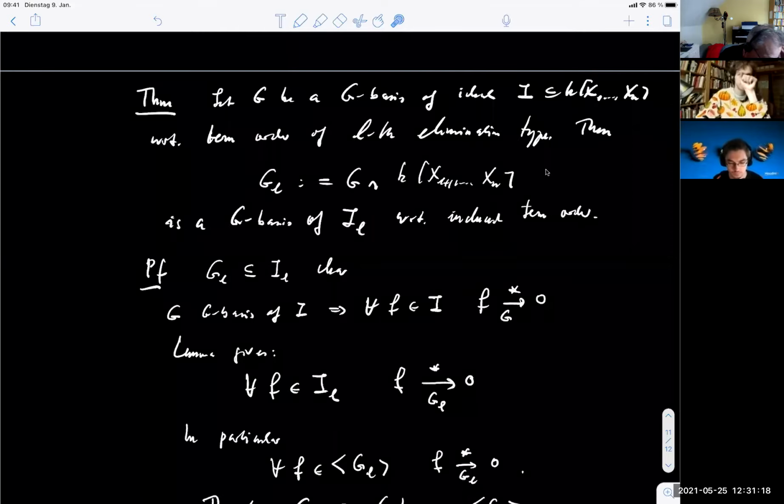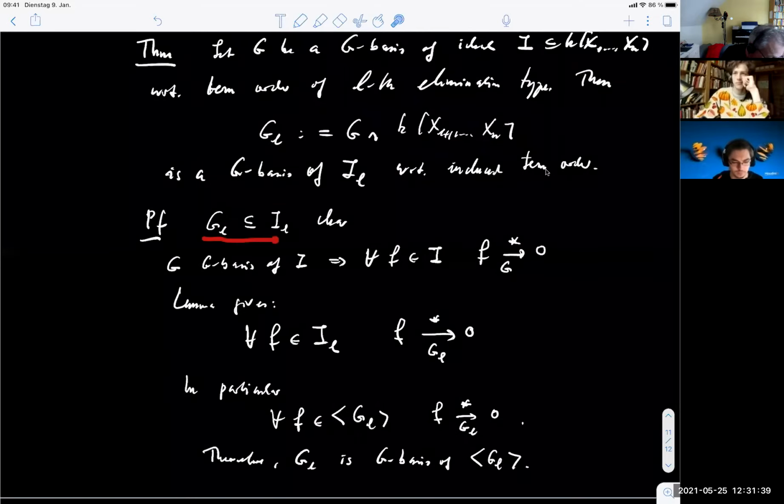I have a Gröbner basis of the ideal I with respect to a term order of elimination type. Then I define the set GL consisting of those elements of the Gröbner basis depending on the last variables. And the claim is this GL is a Gröbner basis of the elimination ideal. Okay, so I went through the proof. GL is in IL. This is a trivial inclusion.